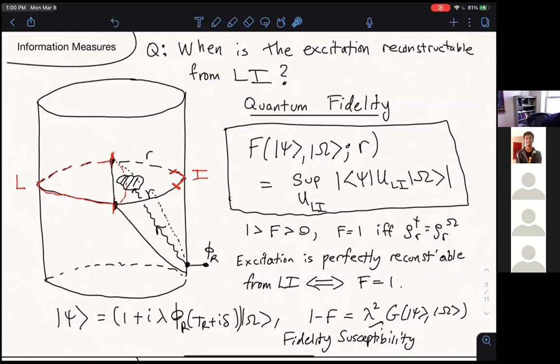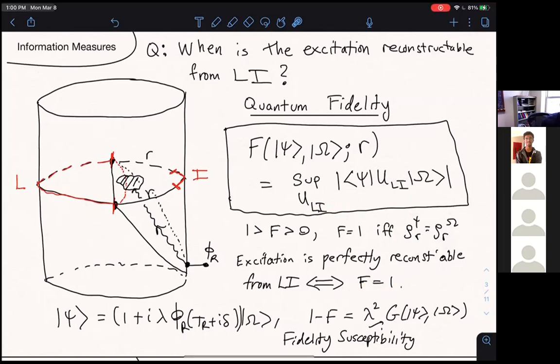The reason for that is that all purifications of reduced density matrices on little r of the same state are equivalent up to action by unitaries on the complement region. So when we do this supremum, we're just removing the dependence of this purification on the complement region. There is a formula for this, which we will come back to, which is just in terms of these density matrices. Now, clearly by this formula, the fidelity is bounded between 1 and 0, and it's 1 if and only if the states are exactly equivalent on little r.